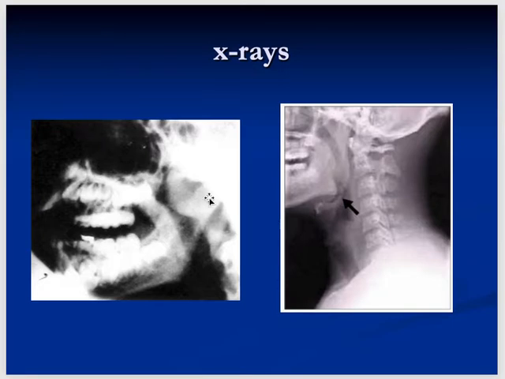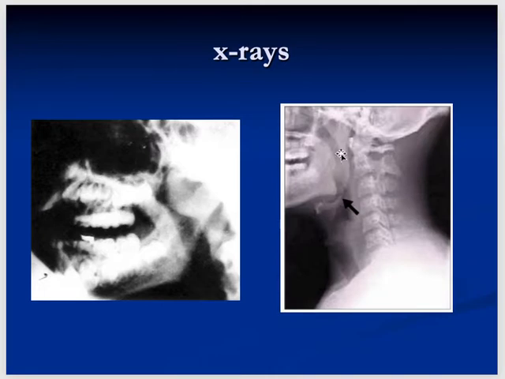When the epiglottis is too much swollen, on the X-ray you can see it like a thumb. A swollen structure is completely visible on the X-ray like this. This is called the thumb sign, because the epiglottis becomes swollen and thick and it appears like a thumb. So it is called what? It is called a thumb sign or thumbprint sign.